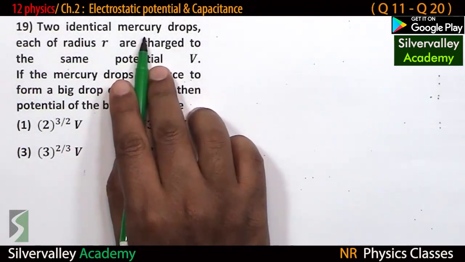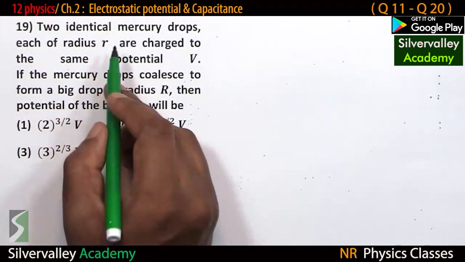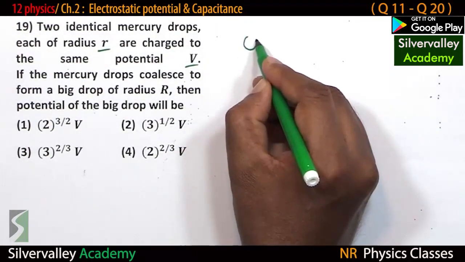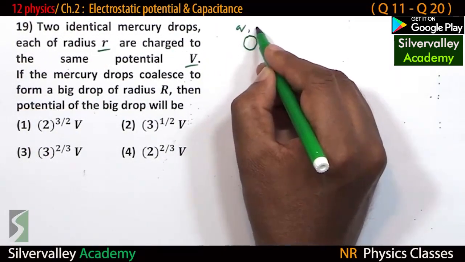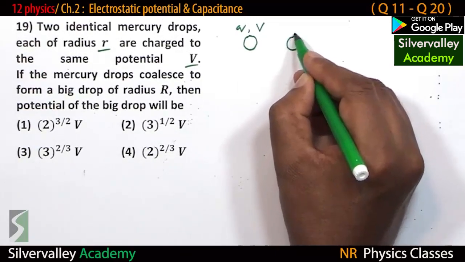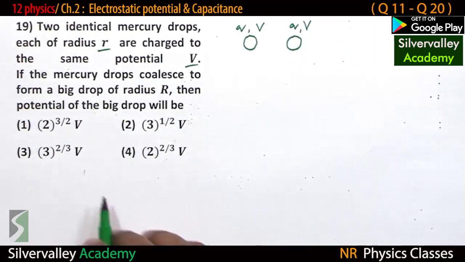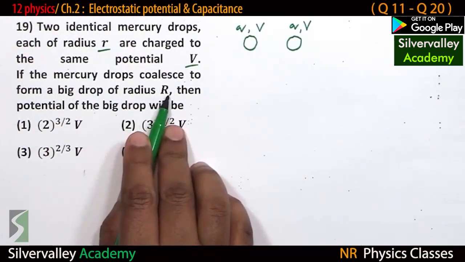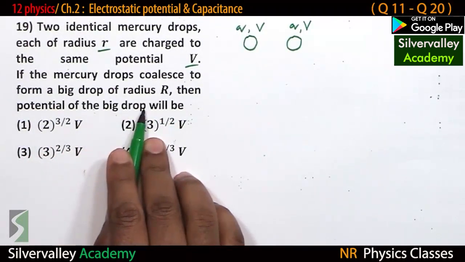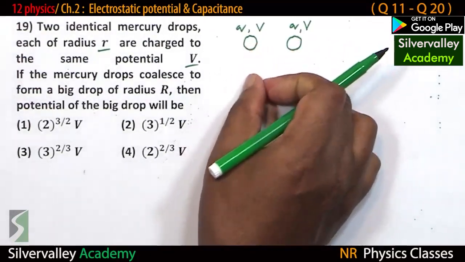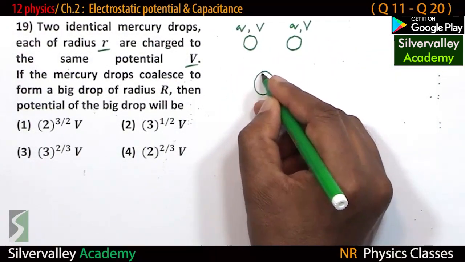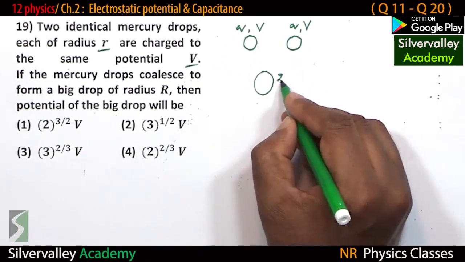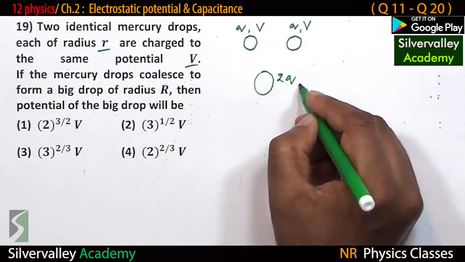Two identical mercury drops, each of radius r, are charged to the same potential V. This is one drop with charge Q, potential is V. Second drop, charge Q, potential is V. If the mercury drops coalesce to form a bigger drop, then what is the potential of the bigger drop? These two are combined to become a bigger drop. Q are combined, therefore total charge is 2Q. And what is the potential?